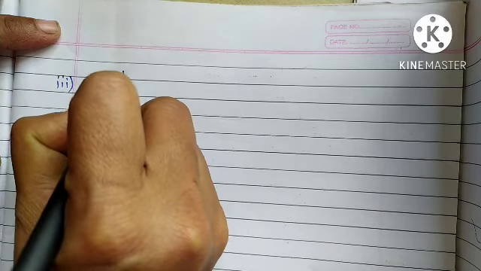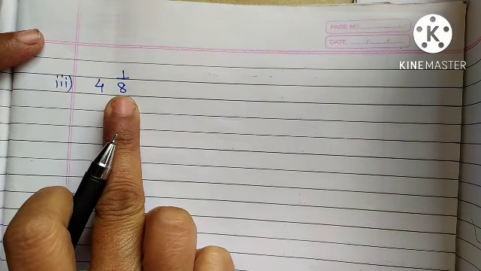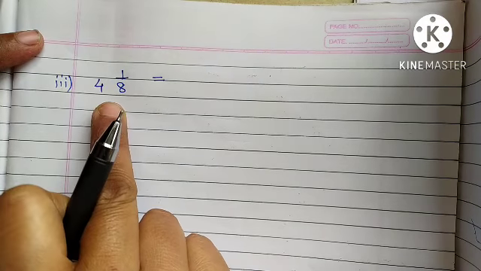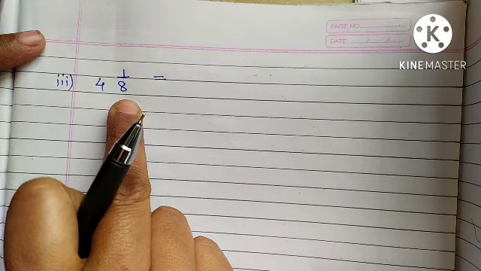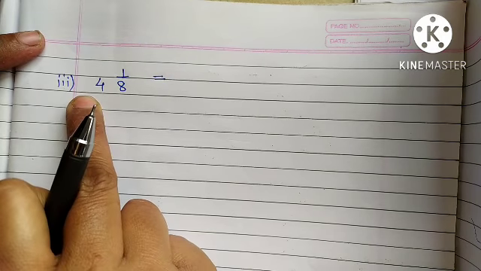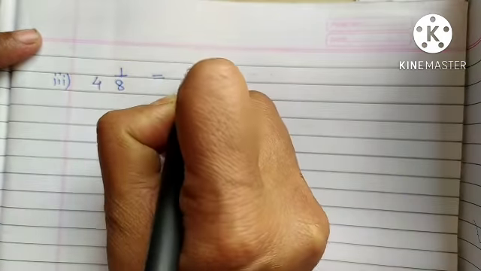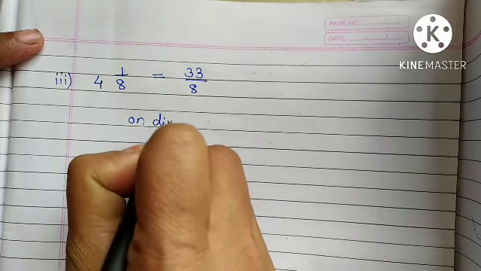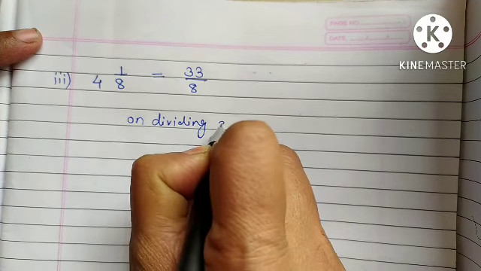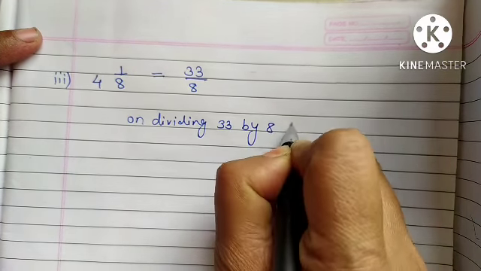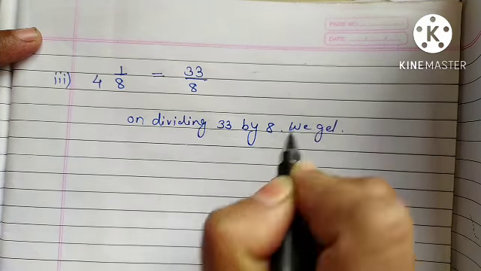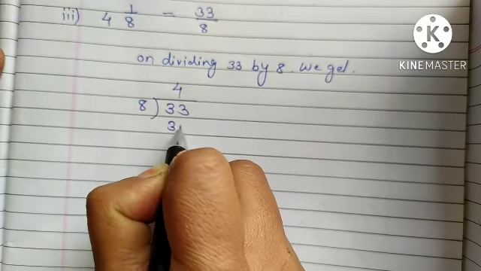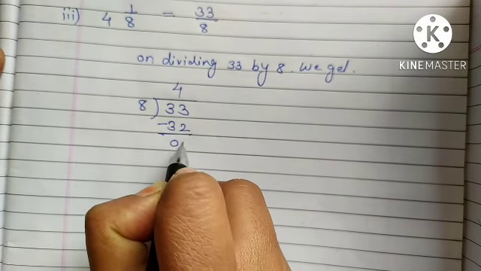Third: 4 whole 1 upon 8. Now this is a mixed fraction. First we will convert this into an improper fraction. For converting, we multiply the denominator by the whole part. So 8 4s are 32 plus 1, it will be 33 divided by 8. On dividing, 8 4s are 32, remainder will be 1.